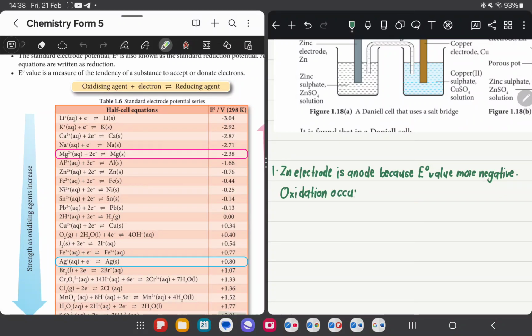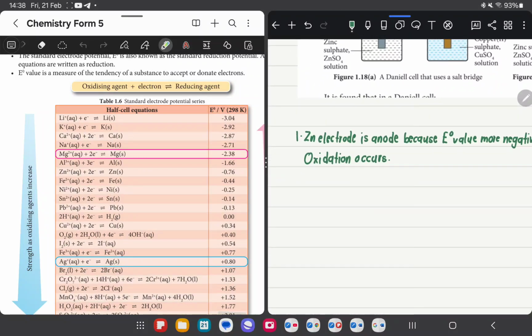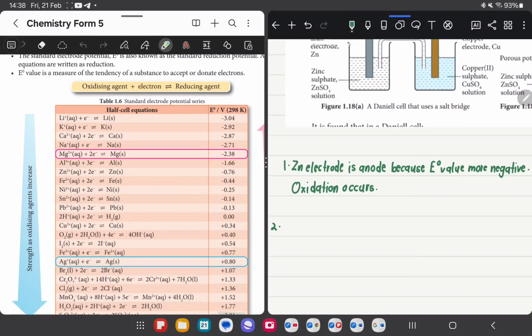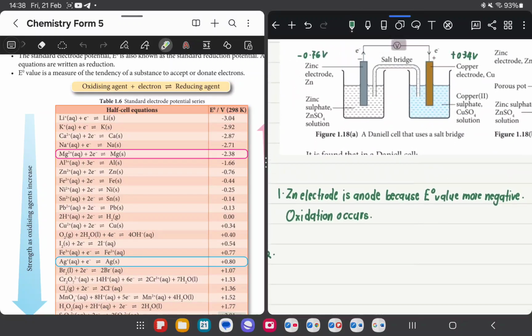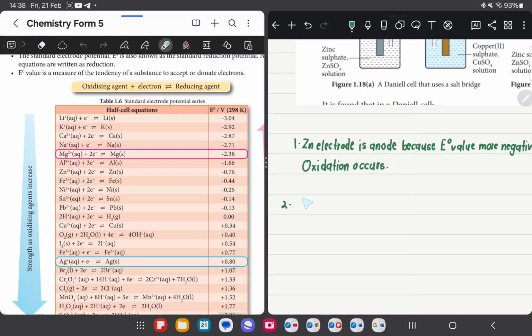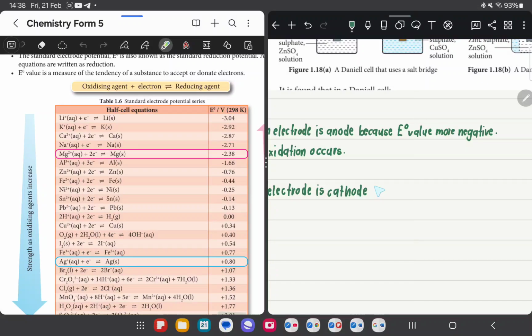Okay, as simple as that. Then your second point is another electrode, which is your copper electrode. Your copper electrode, the value is more positive. Okay, bigger value. So your copper electrode acts as the cathode. Cu electrode is cathode. Why cathode? Because remember that the reason is only the E0 value.